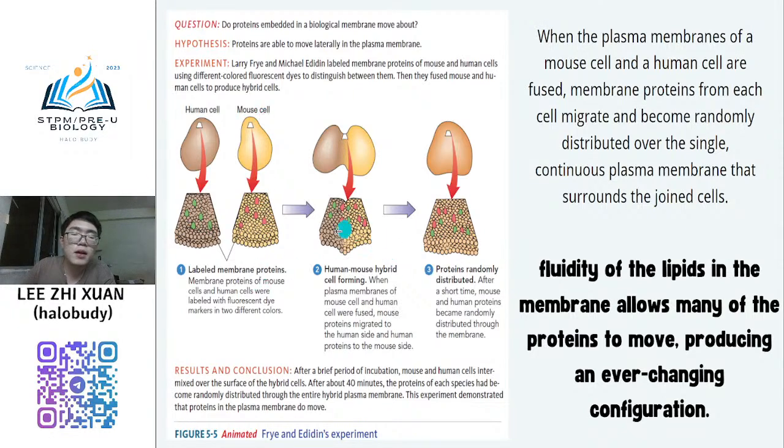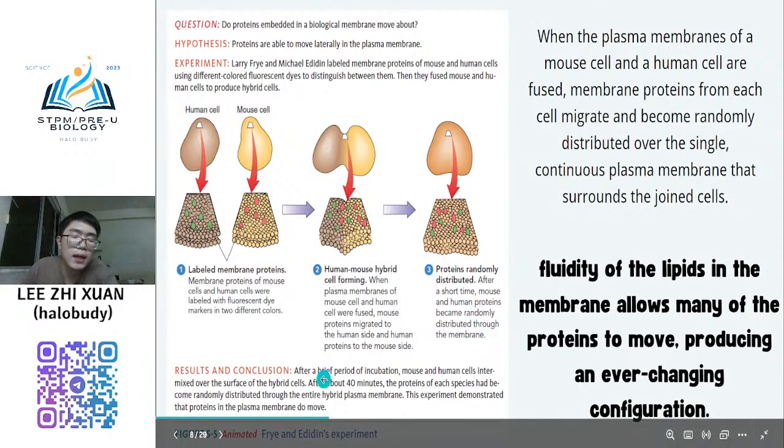And then when both plasma membranes are fused together, they found that the protein will be randomly distributed. This means that there is a continuous plasma membrane that surrounds the joint cell. After a short time, mouse and human proteins become randomly distributed through the membrane. So what does this mean? Although they are different organisms, the mouse and human cells can intermix over the surface of the hybrid cell. The proteins of each species became randomly distributed through the entire hybrid plasma membrane. So this demonstrated that the protein in the plasma membrane can move.